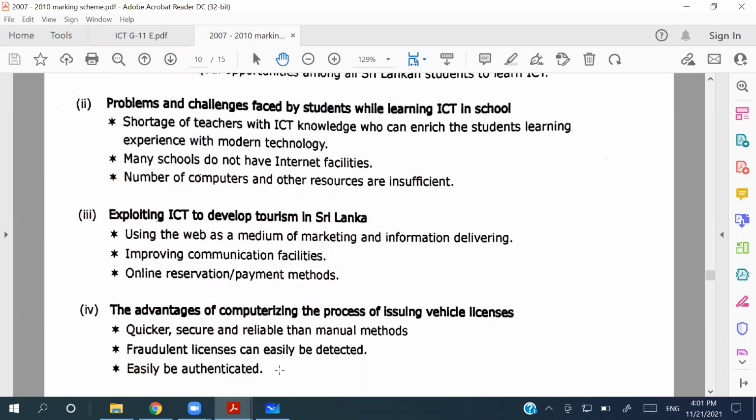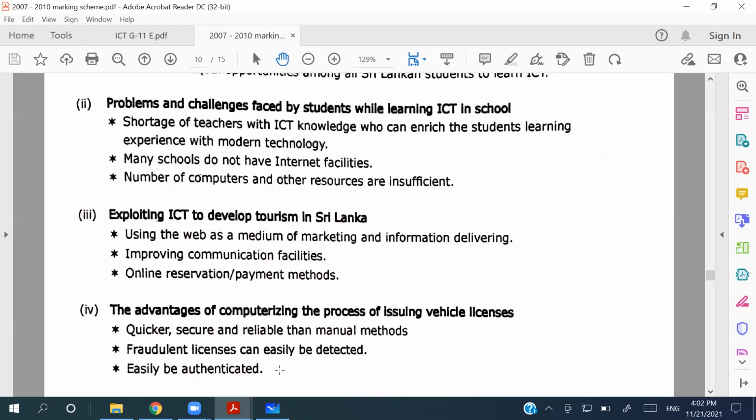If you have written anything regarding this, it's better you send me the answer, so I will go through and tell how much you are going to score, right? So that concludes the 2009 paper.